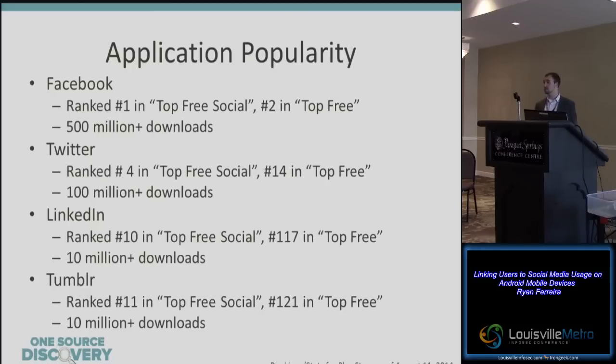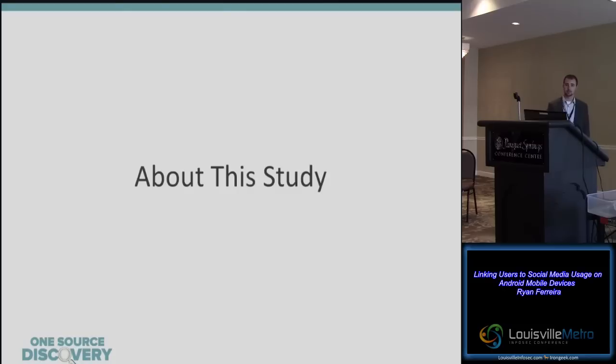And so they're going to probably network on the computer. But your younger base is going to choose their mobile device most of the time, and that's where a lot of the growth for LinkedIn comes in. Tumblr is #11 in the top 3 social, 121 in top 3. Not so great again in top 3, but as a social app, still pretty reputable. 10 million plus downloads.